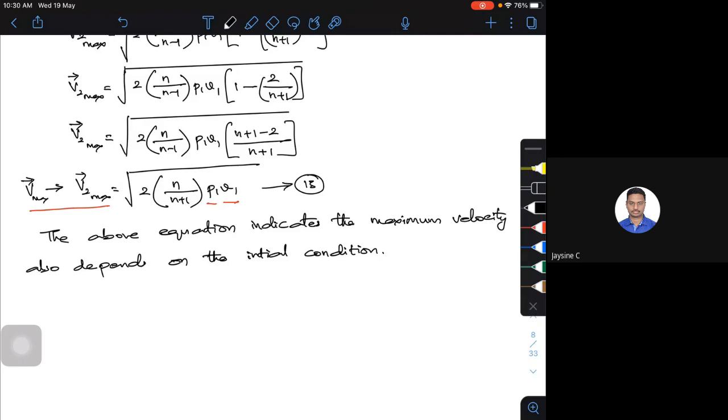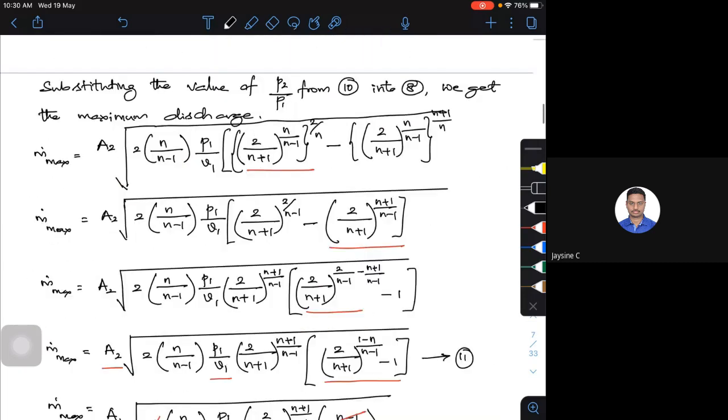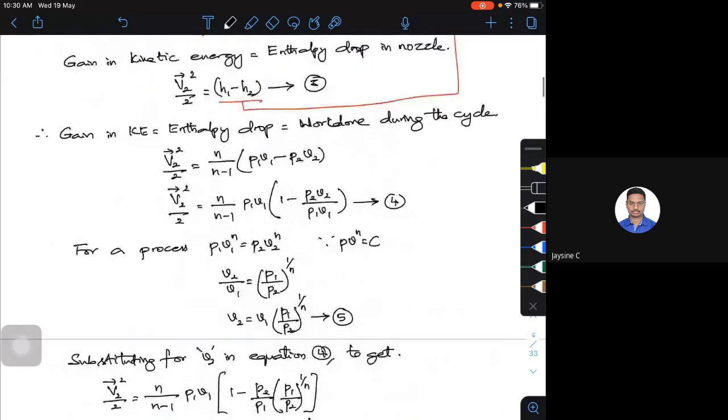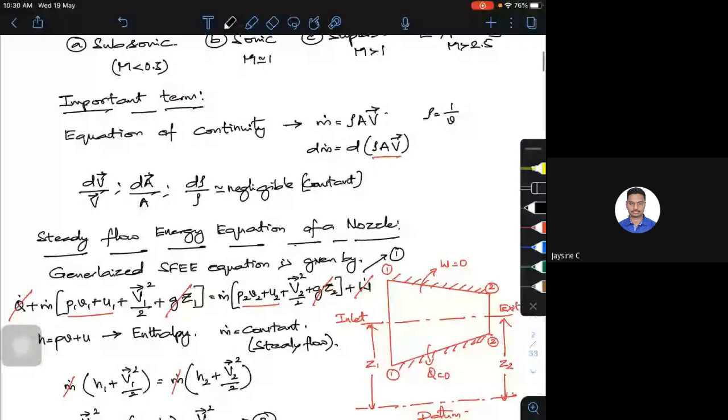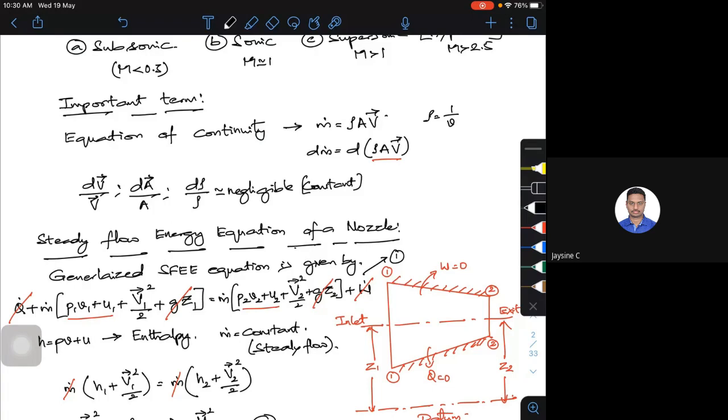Hope you remember that in the first class I was telling about the continuity equation. Somewhere, m dot is equal to rho AV, or I can write m dot as AV by specific volume. Now if I write the same thing in differential form, I can write d of rho AV equal to 0, so d rho by rho plus dA by A plus dV by V is equal to 0.